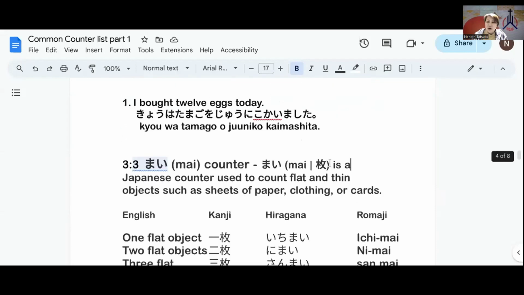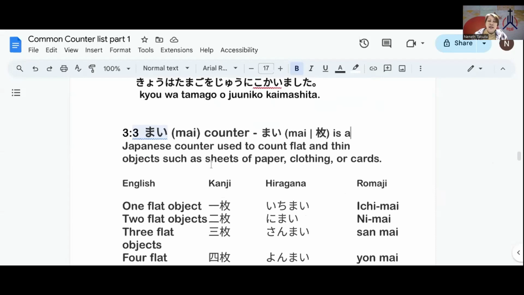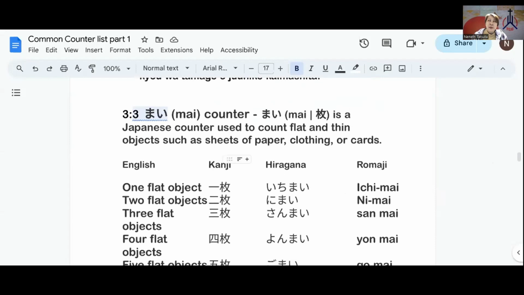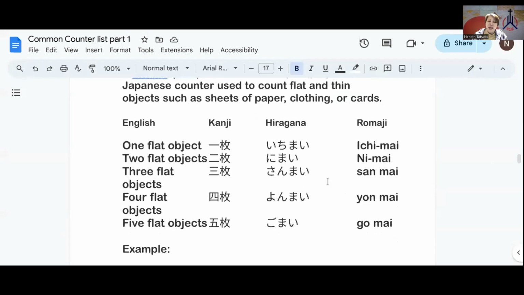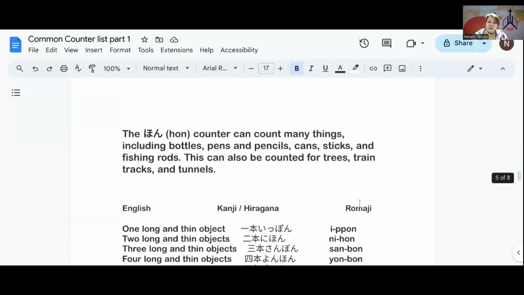So again, my counter for paper, clothing, and cards: greeting cards, Christmas cards. What else? The meishi, the calling card, or a promotion card, something like that. We use the counter mai. Ichimai, nimai, sanmai, yonmai, gomai.